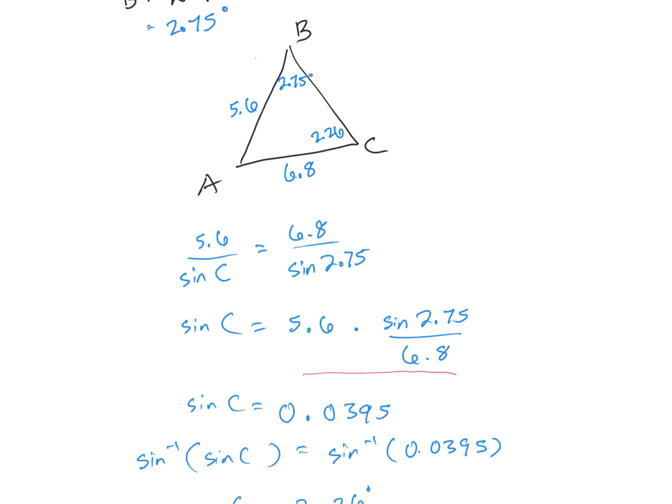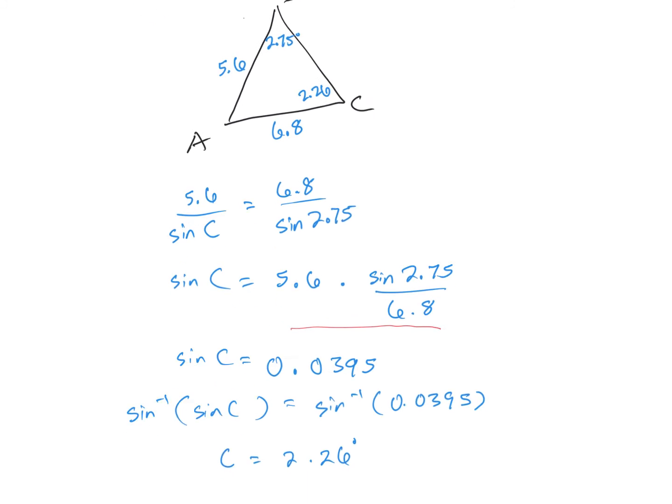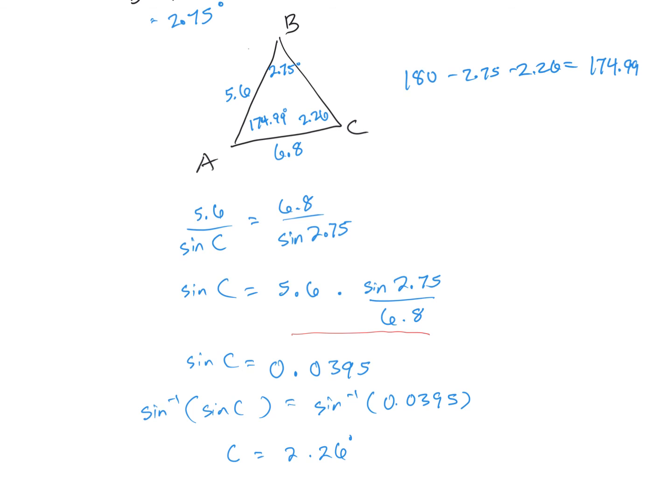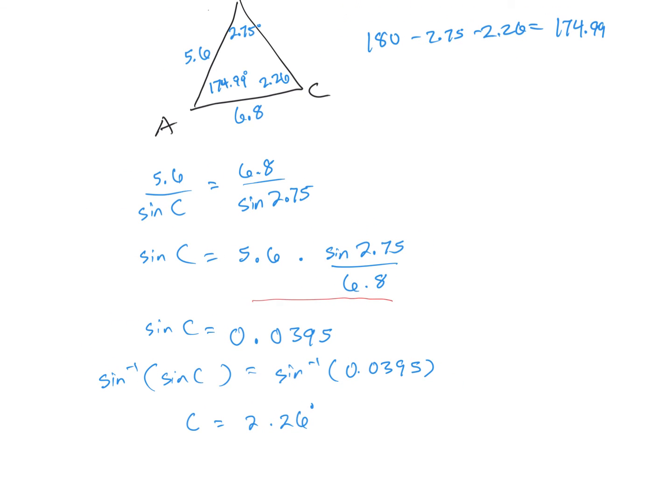I can find that last angle. I just got to do 180 minus 2.75 minus 2.26. This gives me 174.99 degrees. And now I am just missing side A. I have everything almost completely done.